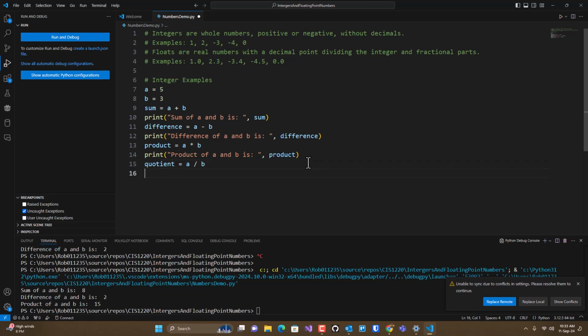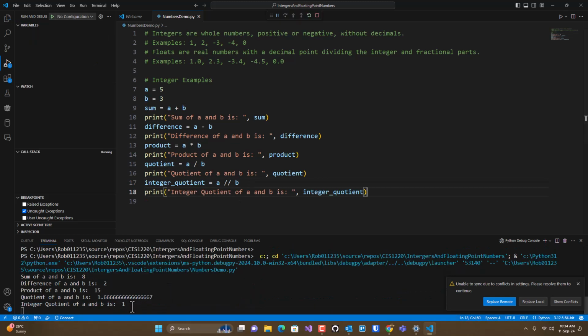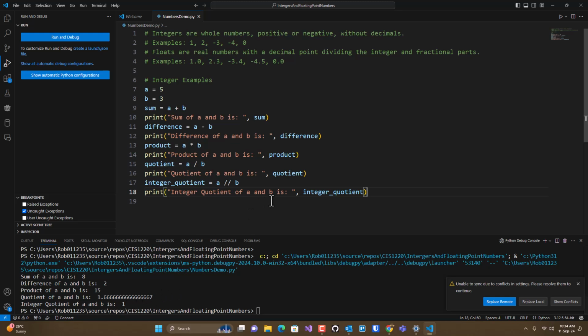The quotient is, if we run this, we get 1.6666 repeating. So this is actually a floating point number. Let's say, though, that we wanted the integer quotient. We can use this double slash and run that, and what we'll see is the integer quotient of A and B is 1. So what did it do? Because we're doing integer division, it's ignoring any decimal portion and just taking the top level. That can sometimes be useful.